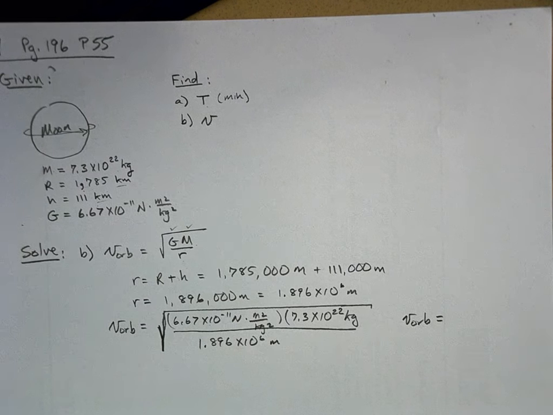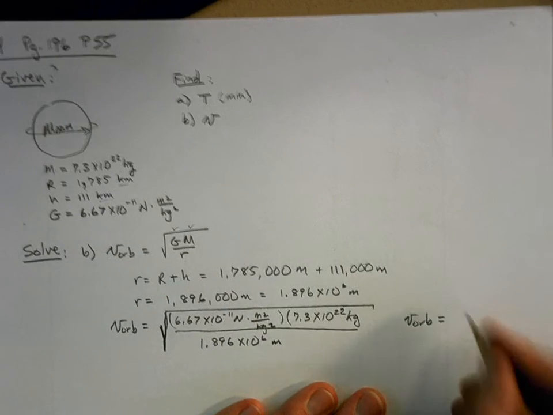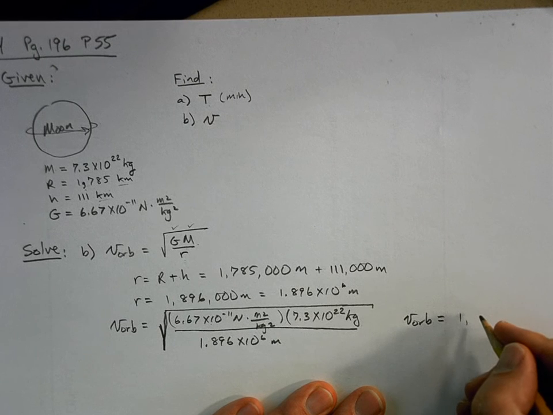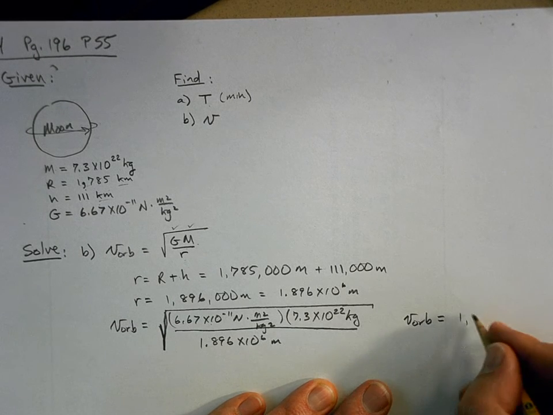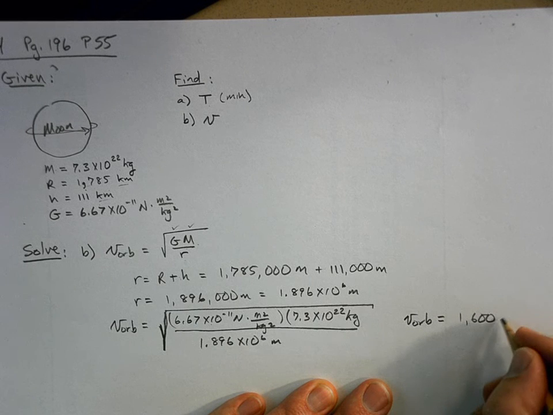And since I don't seem to have my calculator up here anymore, want a calculator? That's nice of you. 1,600 meters. What did you get? 1,602 point. Yeah. Well, we don't know. So 1,600 is close enough. Meters per second.